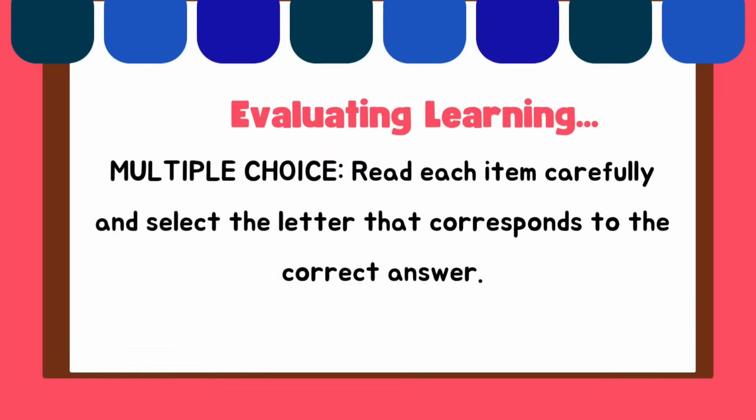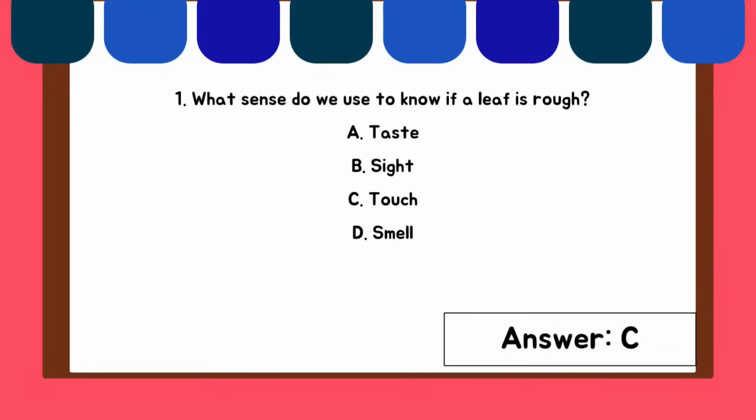Now, students, read each item carefully and select the letter that corresponds to the correct answer. Number 1, what sense do we use to know if a leaf is rough? A. Taste, B. Sight, C. Touch, D. Smell. The answer is touch.